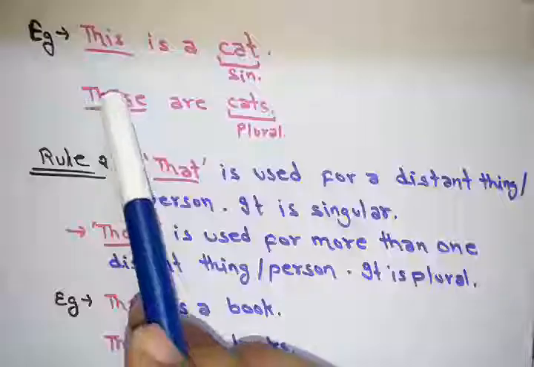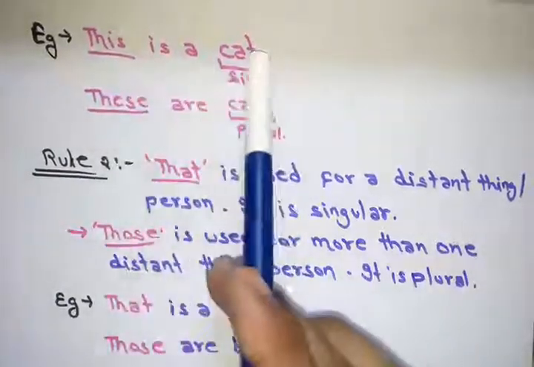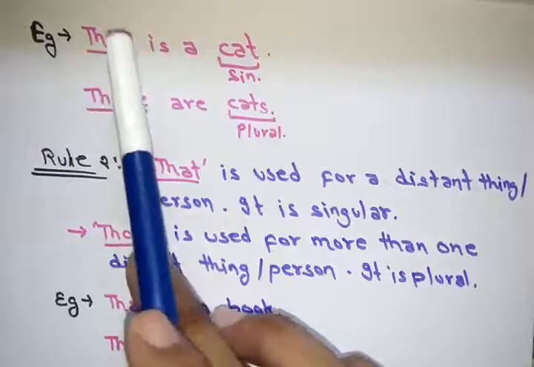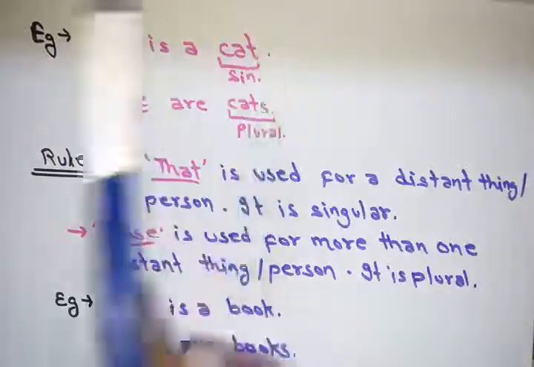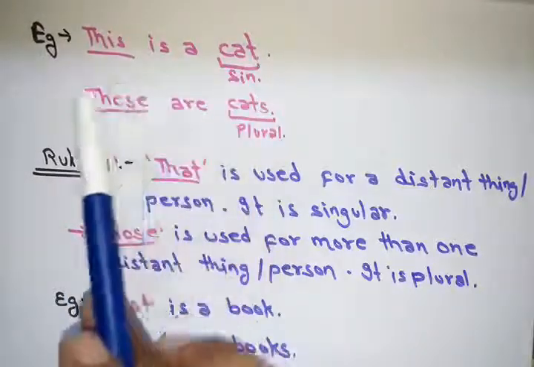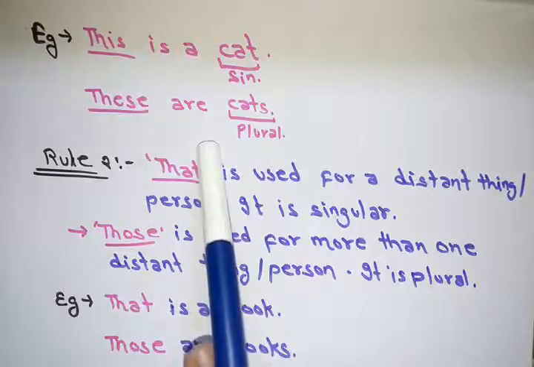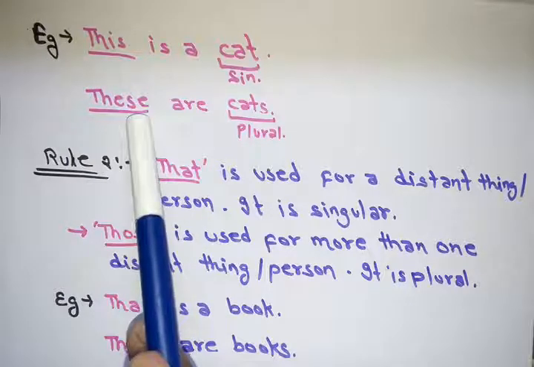For example, this is a cat. This is used for singulars, and this shows that it is near to the subject who speaks. This is a cat. And second example, these are cats. These is used for plural nouns, and it shows the far distance.